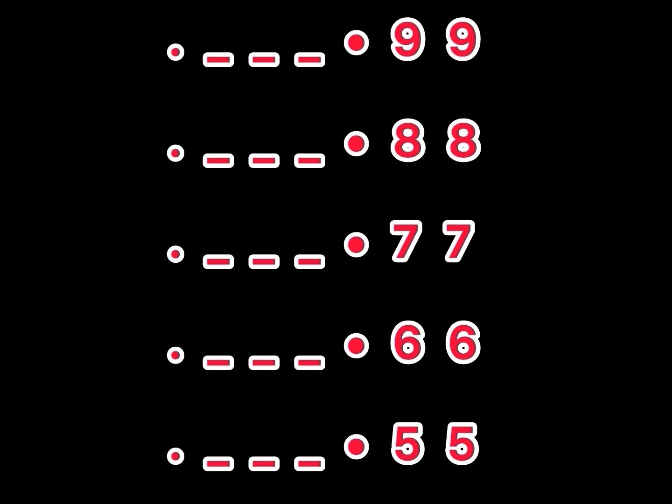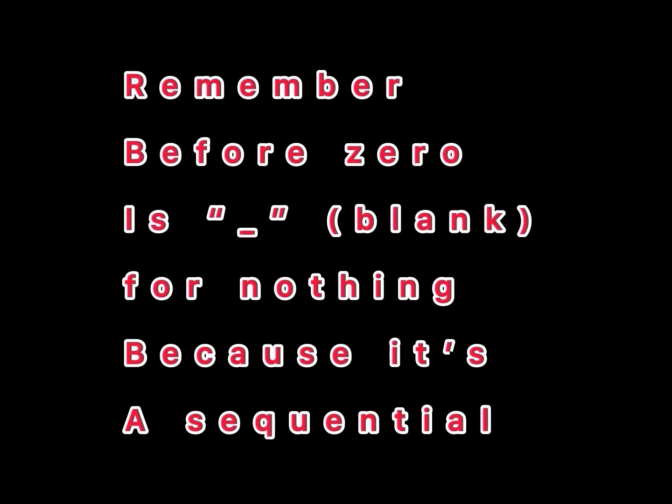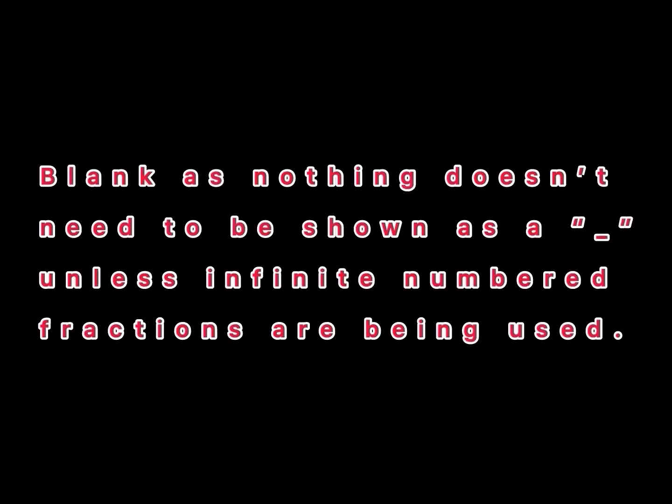As fractions go, the blank decimal point, blank, blank, blank, infinity, fraction 88, and all the way down to infinity fraction 00, where then we go decimal point, blank, blank, blank, blank, infinity fraction equals 00, or the fraction of even blank, blank. So remember, before 0 is blank, blank for nothing because it's sequential. Blank is nothing. That blank as nothing doesn't need to be shown as a symbolic blank unless infinite numbered fractions are being used.